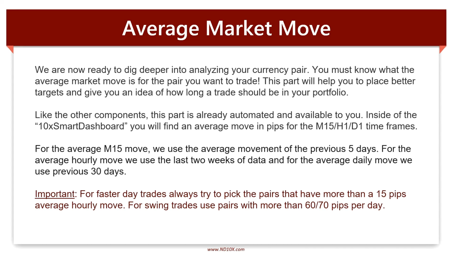Inside of the 10x Smart Dashboard, you will find an average move in pips for the M15, 1 hour, and daily time frames. For the average 15-minute move, use the average movement of the previous 5 days. For the average hourly move, we use the last 2 weeks of data, and for the average daily move, we use the previous 30 days. Important: for faster day trades, always try to pick the pairs that have more than 15 pips average hourly move. For swing trades, use pairs with more than 60 to 70 pips per day.